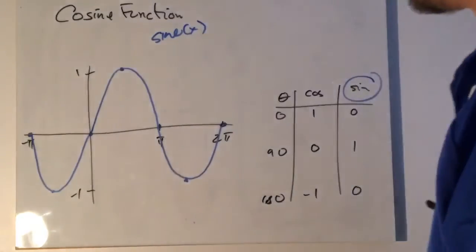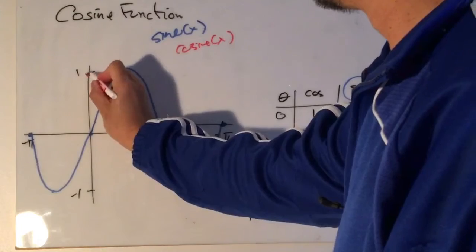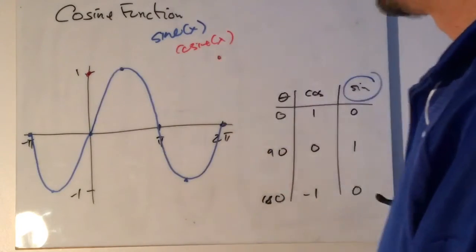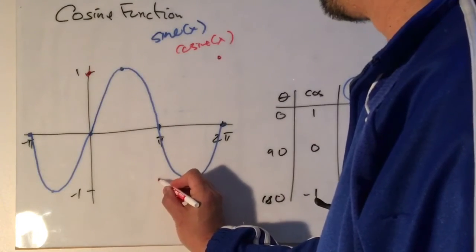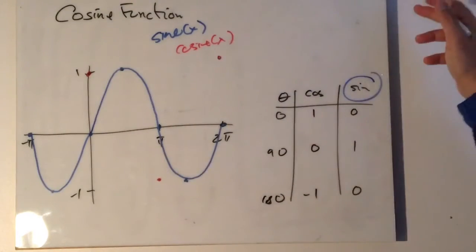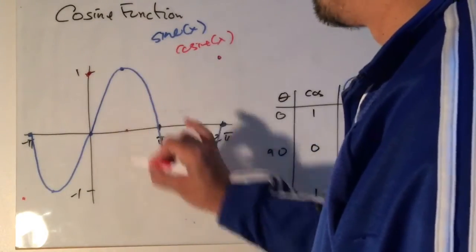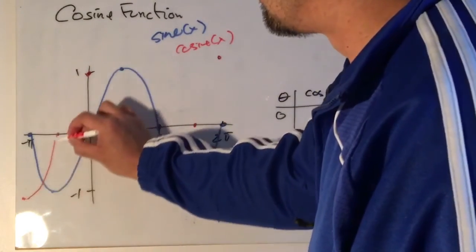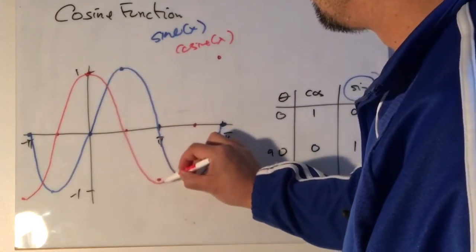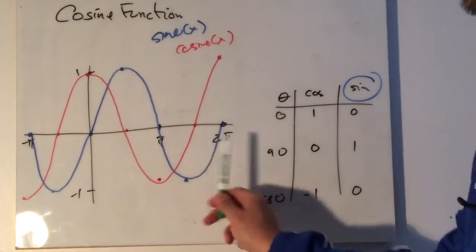Our cosine of x starts up here, ends up here, and in between is at the very bottom. One complete interval. So halfway through it's at 0, halfway through it's at 0, halfway through it's at 0. So it actually goes like this. Now you will notice right away that it is the same graph. This graph and this graph are the same graph.